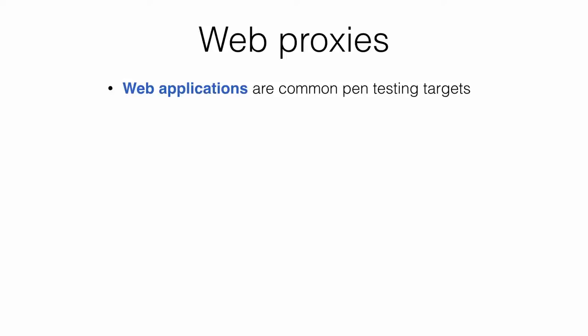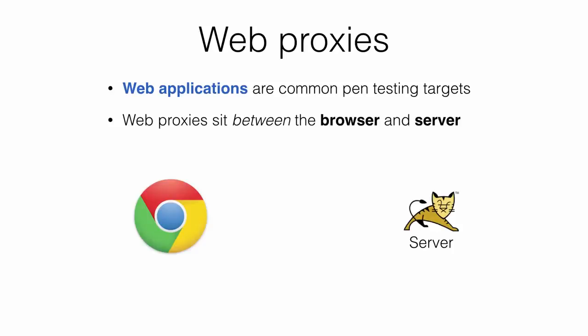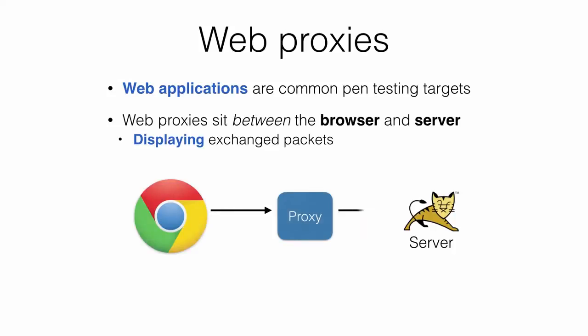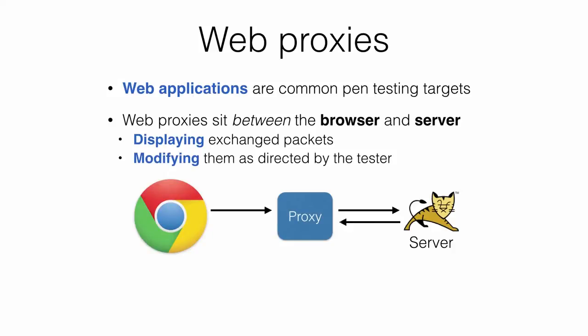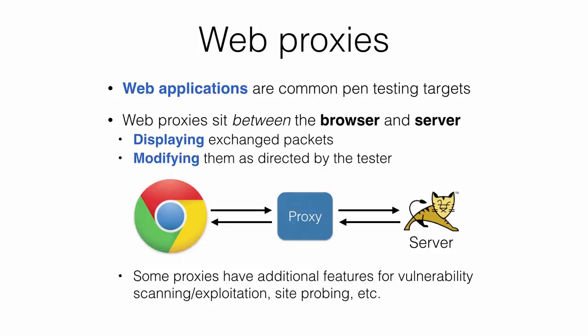Another common tool in a pen tester's arsenal is a web proxy. Web applications are common pen testing targets, and web proxies are useful because they sit between the browser and server, capturing packets. They'll display any packets that are exchanged and allow the pen tester to modify them. Some proxies have additional features for vulnerability scanning, exploitation, site probing, and so on.